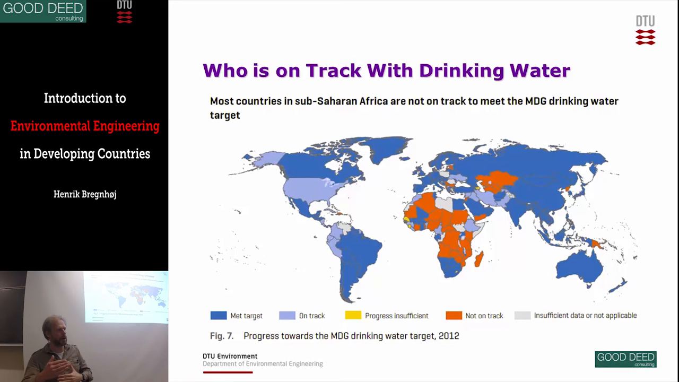But some are not on track. And again, a lot of Africa is not on track. But a few middle Asian countries are also not on track here.